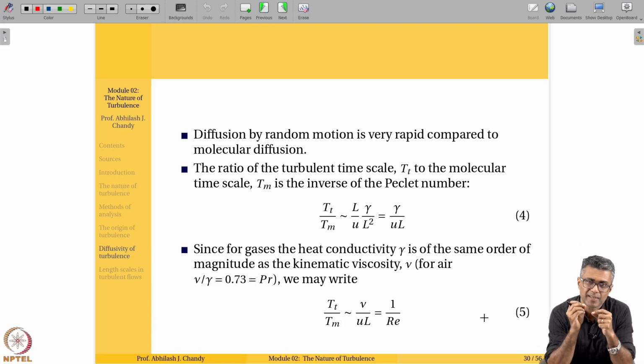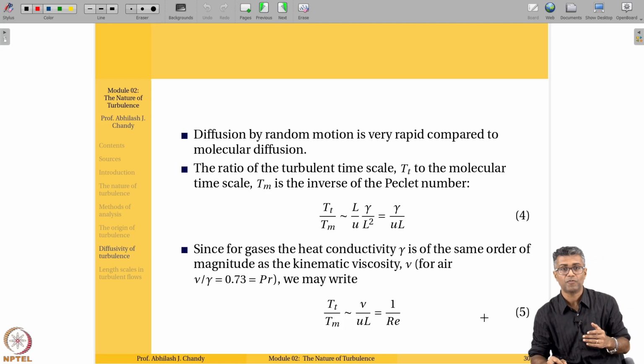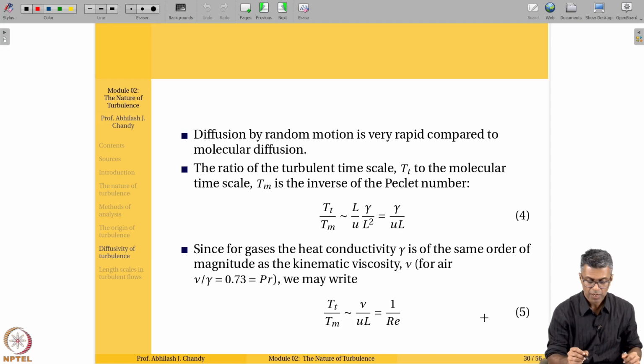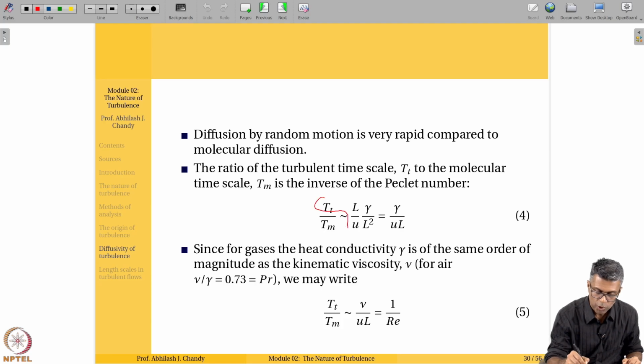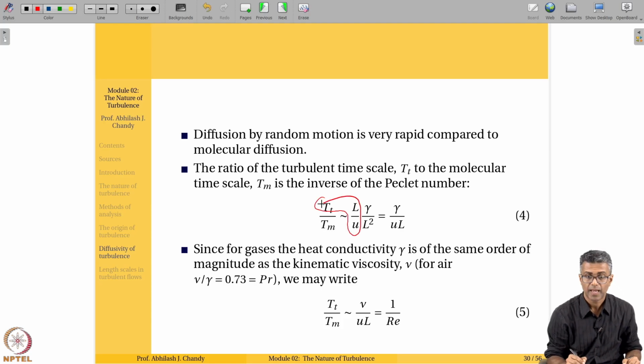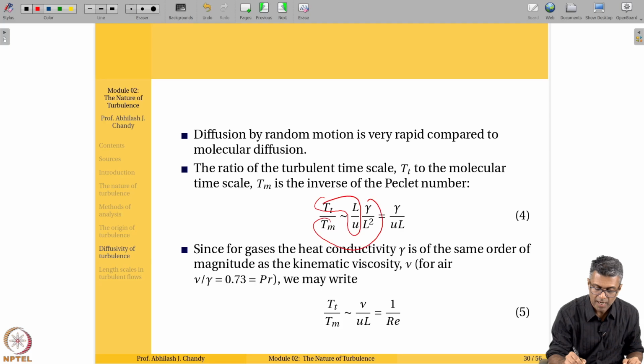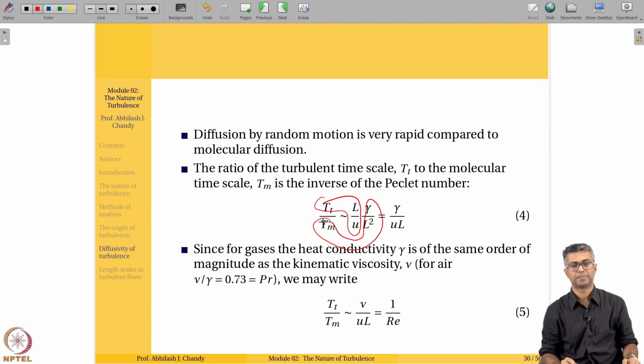So now let's think about these time scales a little bit more. The ratio of the turbulent time scale, Tt, to the molecular time scale, Tm, becomes the inverse of the Peclet number. How is that? So I have Tt over Tm. Tt is L over U, isn't it? And Tm is L squared over gamma.